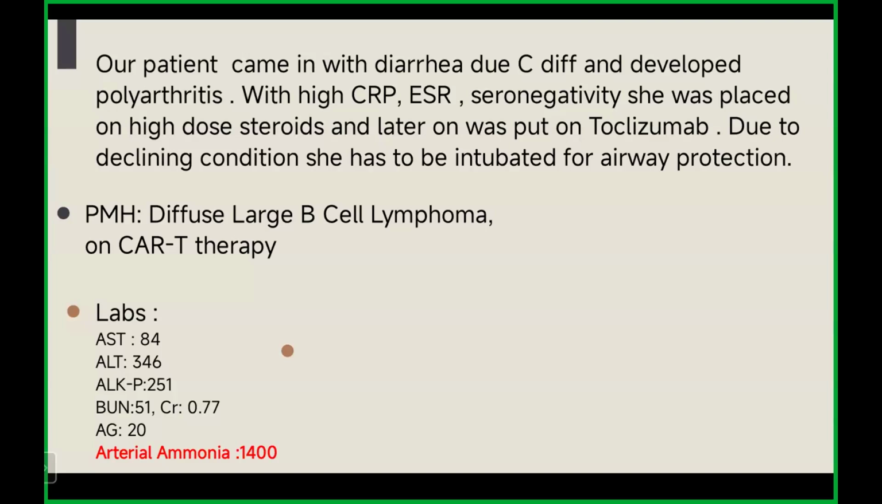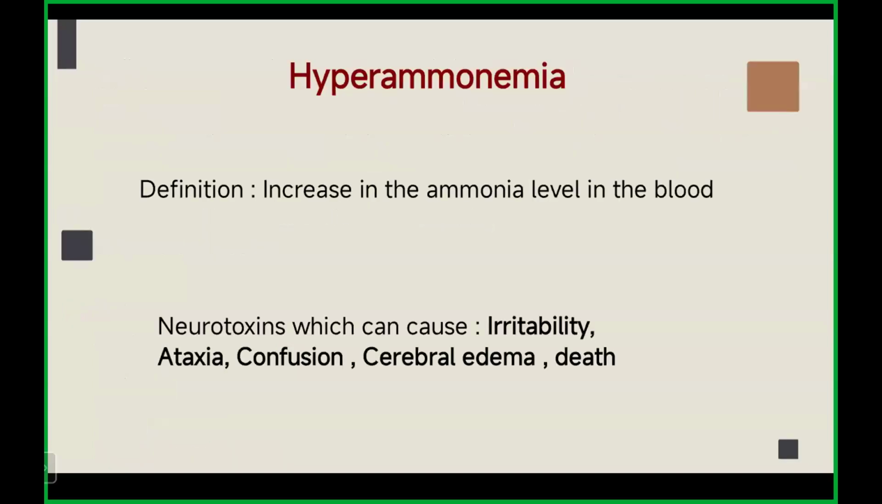Her labs showed increased AST, increased ALT, and increased INR. Interestingly enough, her BUN was 51 and her creatinine was 0.77. She had an anion gap metabolic acidosis of 20. But our focus today was her arterial ammonia, which was elevated at 1400. So the title of our discussion today is hyperammonemia, which is an increase of the ammonia level in the blood. Ammonia is a neurotoxin which can cause irritability, ataxia, confusion, cerebral edema, and even death.